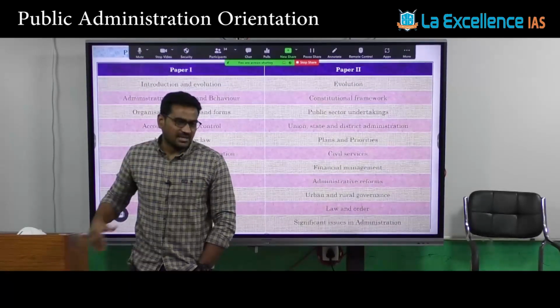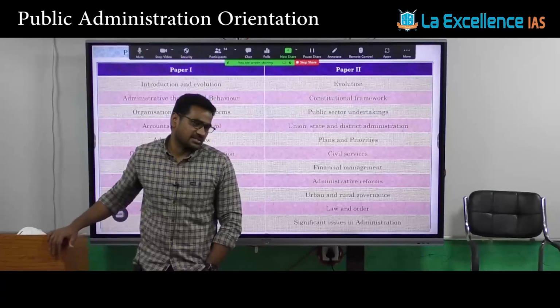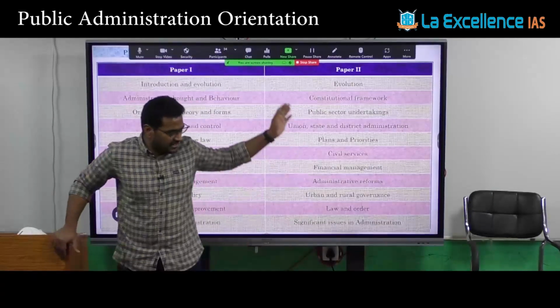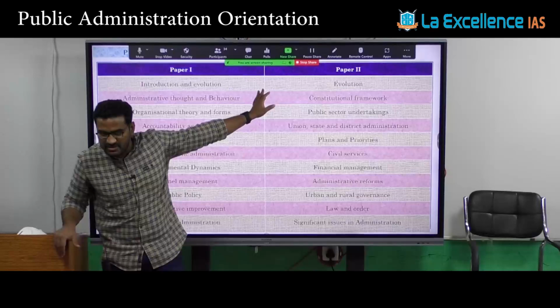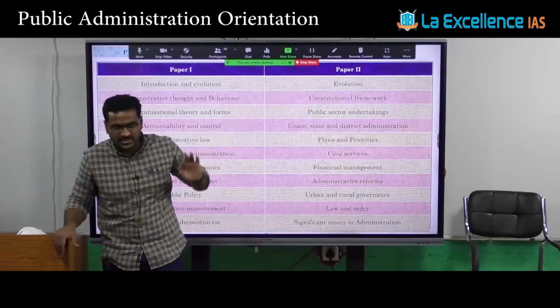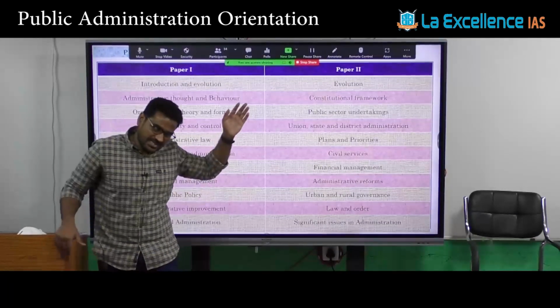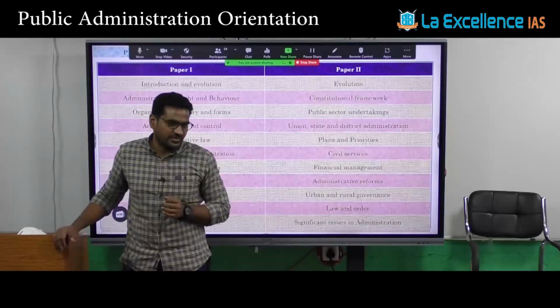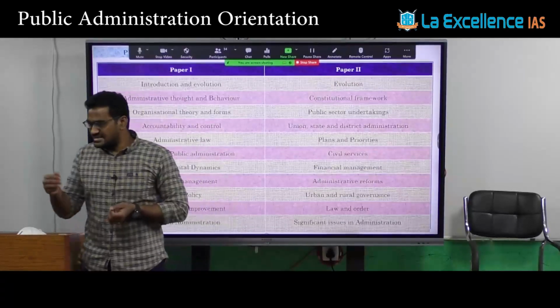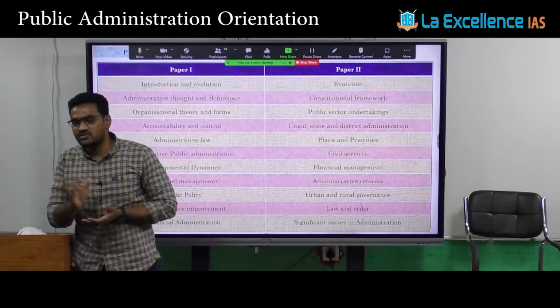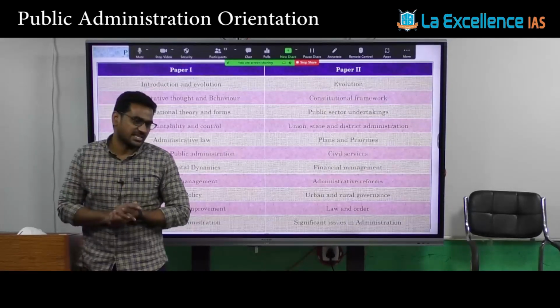Right? Then the second topic is administrative thought. Here we also discuss governance and good governance. Have you heard these words, good governance? So we'll be discussing those concepts also as part of the first chapter. Right? Second chapter is administrative thought, and the third chapter is administrative behavior.